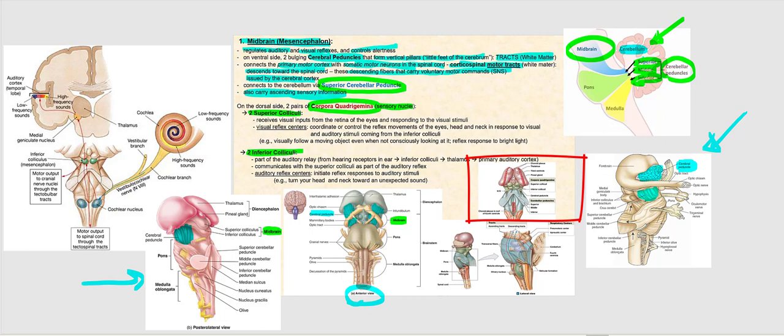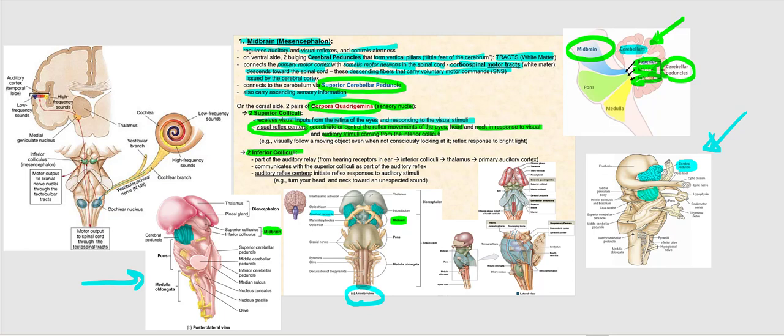So let's first look at the superior colliculus. The superior colliculus will receive visual inputs from the retina of our eye and will respond to visual stimuli. Why is that? Well, it turns out that the superior colliculus, or if we're looking at both of them, the superior colliculi, will be part of our visual reflex centers. So this is what's going to coordinate or control the reflexes that are involved in the movement of the eyeball, the head, and neck in response to visual and auditory stimuli coming from the inferior colliculi.